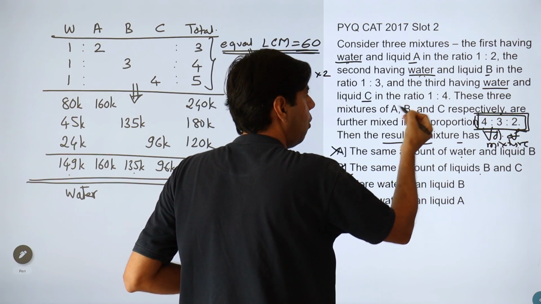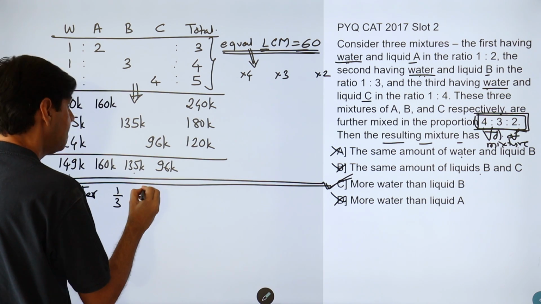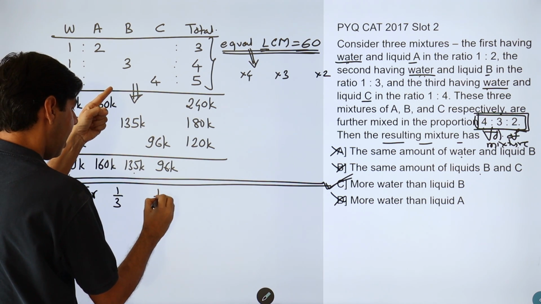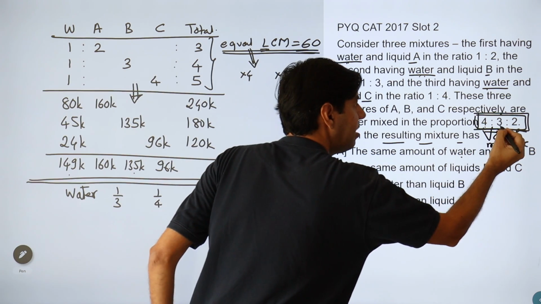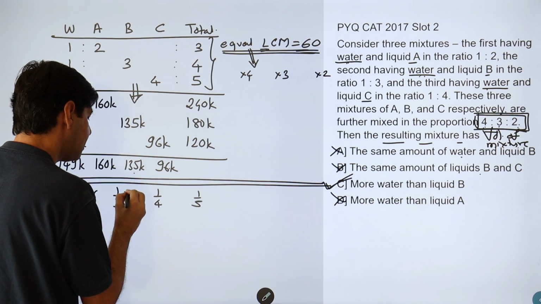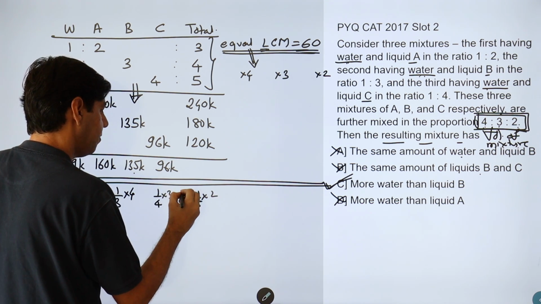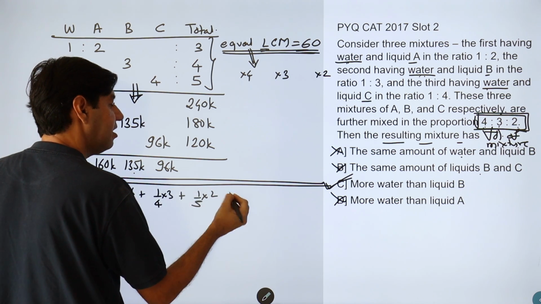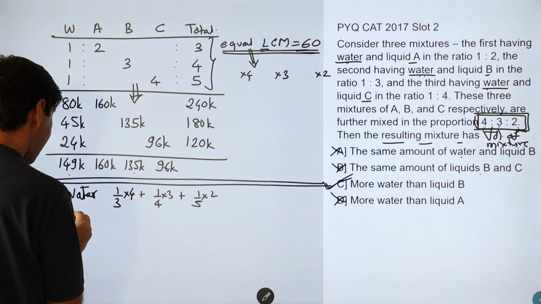Water is present in all the three. The proportion of water is 1/3, 1/4, and 1/5. And they are mixed in different volumes. So that acts as the weight. So this is your weight. So this is going to be the proportion of water in the final. And water is present in all three, so you have this work.